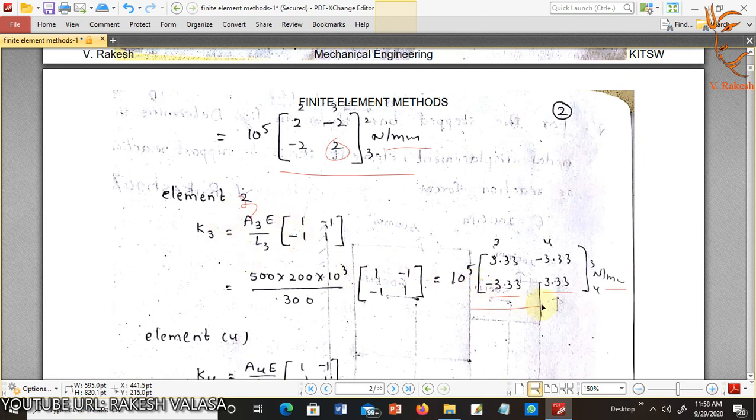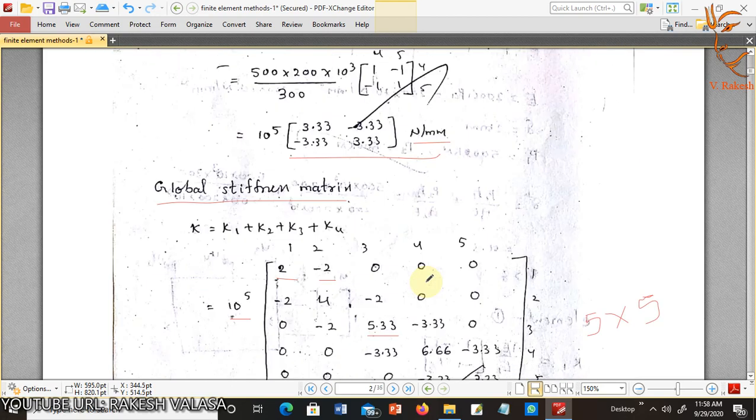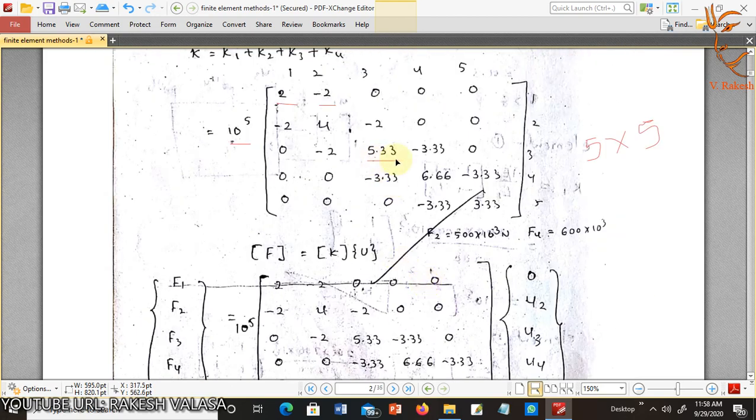See stiffness matrix 3, 3.33. This is the third row and third column element. So you can add both values, 2 plus 3.33. The value is 5.33. Similarly, you can fill in these terms.